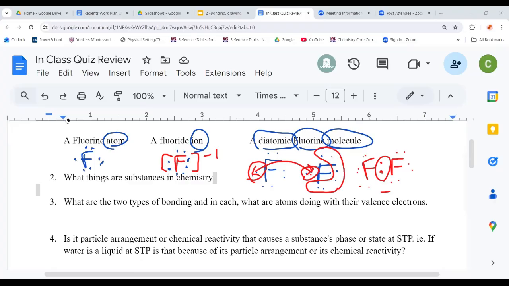Okay. What things are substances in chemistry? I'm just constantly reminding you that when you get to the Regents, that word substance, which in everyday language sounds like it could be anything, is not anything. There are only two things that can be substances in chemistry: elements and compounds.